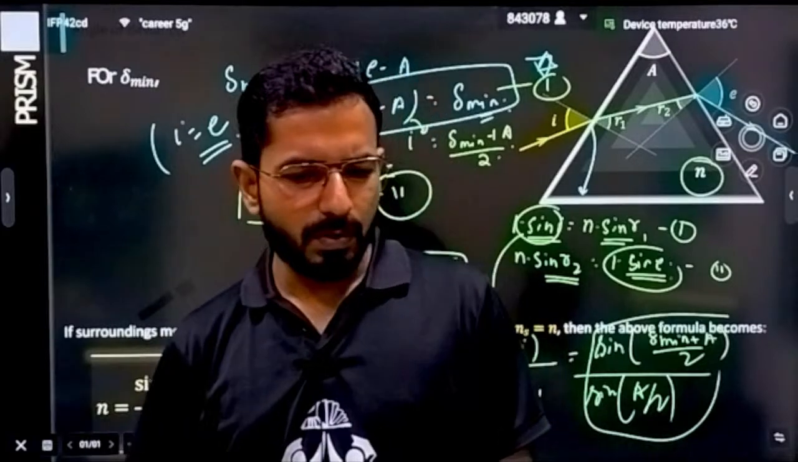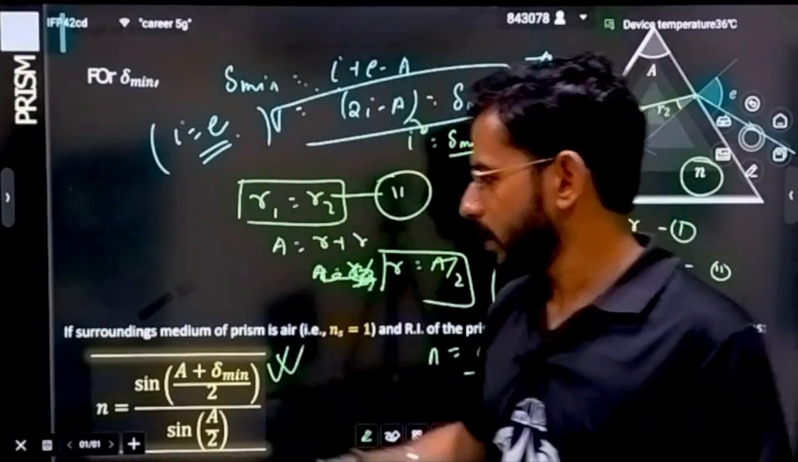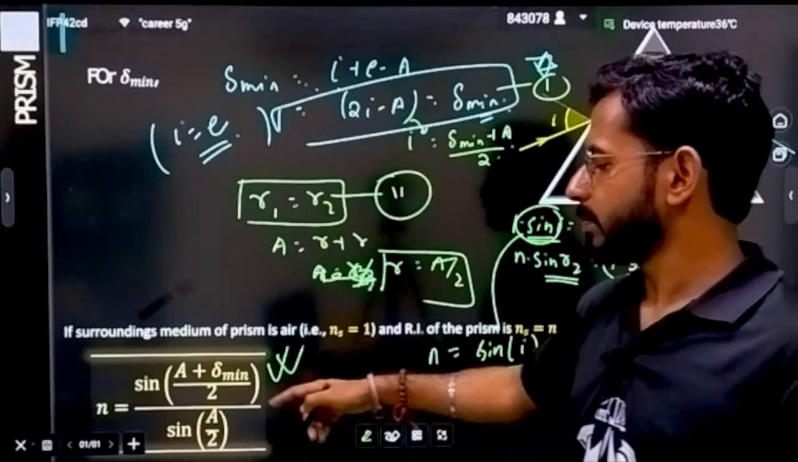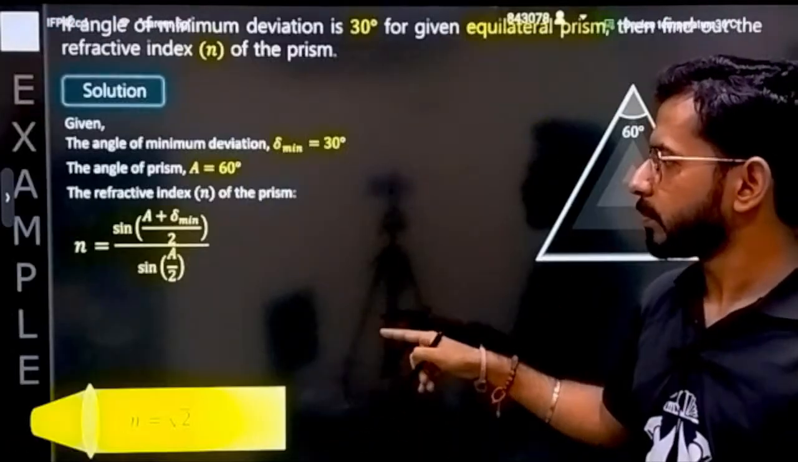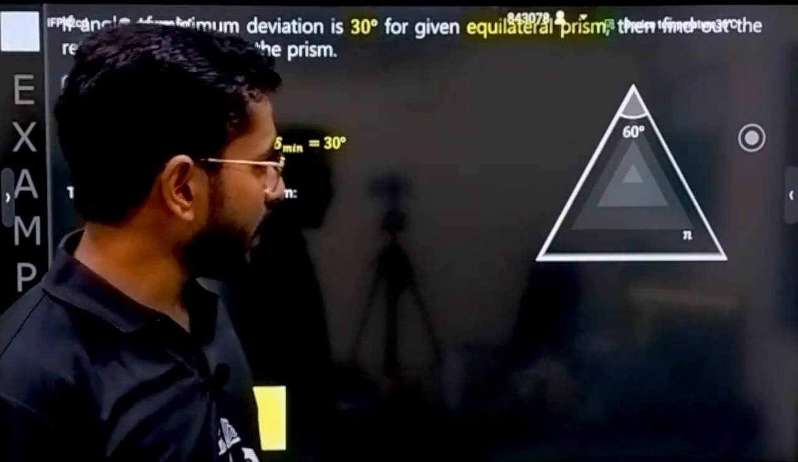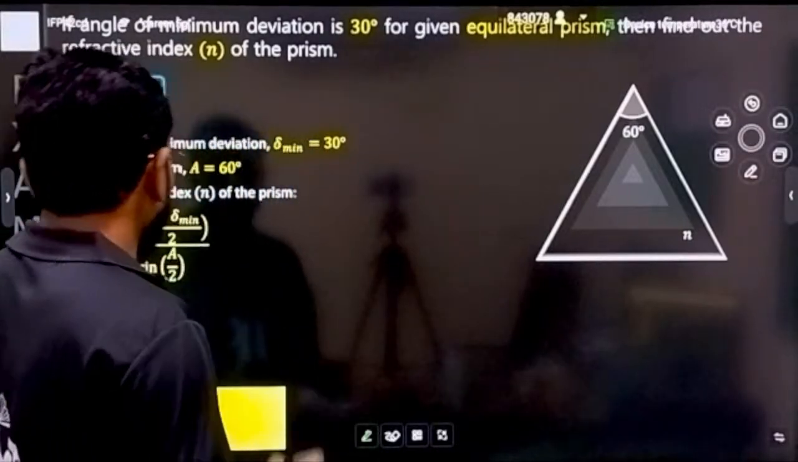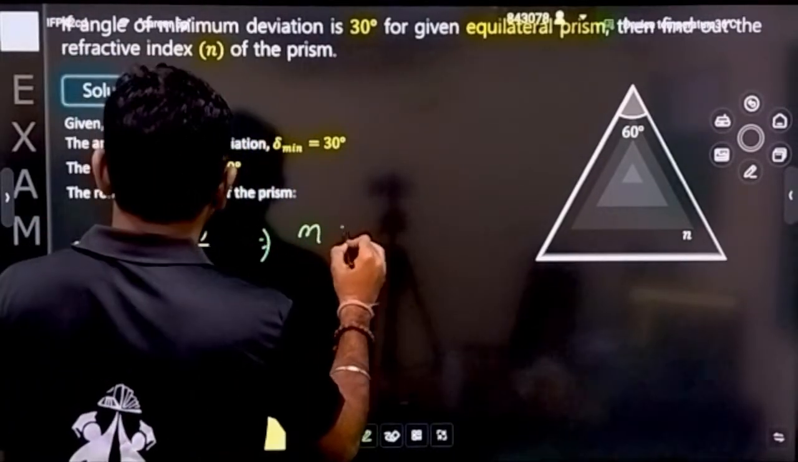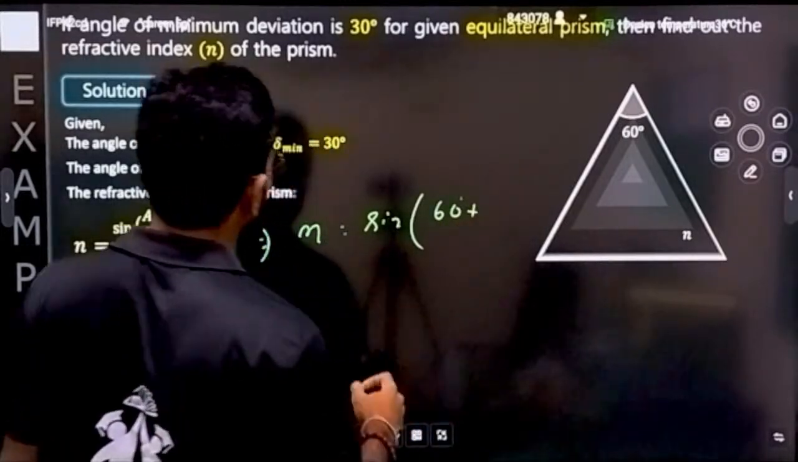It's up to your choice. If you want to remember it, fine, or you can directly calculate it also. There is not that much time required in the exam. But specifically if I'm talking about the JEE exam, then you can derive it also, no problem. So just apply the same formula here also, and let's see what case is coming. Apply the formula. What is the value of n that you have? n is equal to sine of (A, that is 60 degrees, plus minimum deviation).